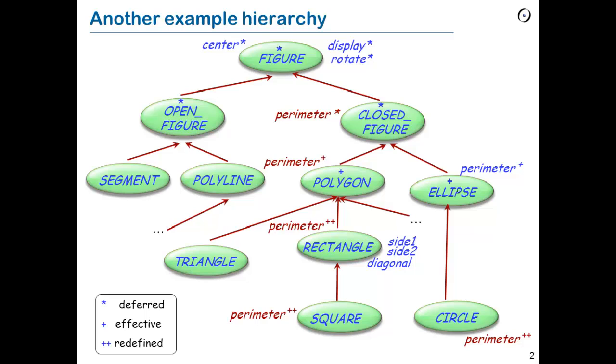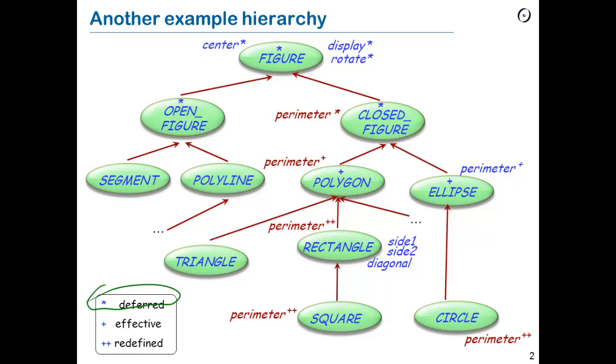So at the top level of this inheritance hierarchy, we have the most general notion, the notion of figure, and we have on the left some queries, on the right some commands. Center gives us the center of a figure. That's a query. Then on the right we have commands like display the figure, rotate the figure, and so on. And as you may remember, the asterisk means deferred. We haven't studied deferred classes in detail yet, but you remember that a deferred class is not completely implemented, and a deferred feature is also specified but not implemented.